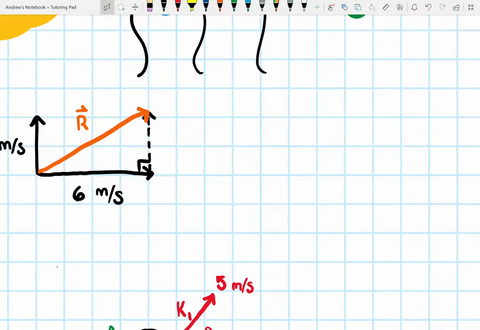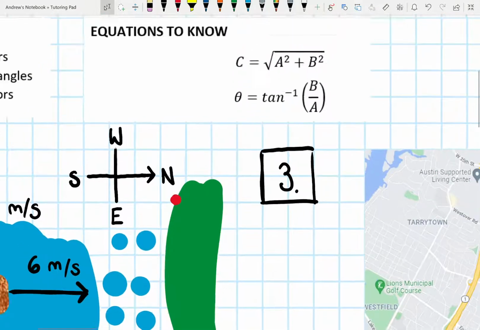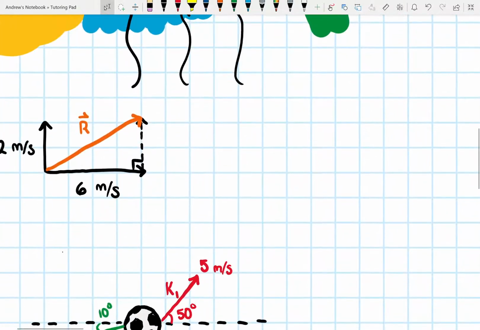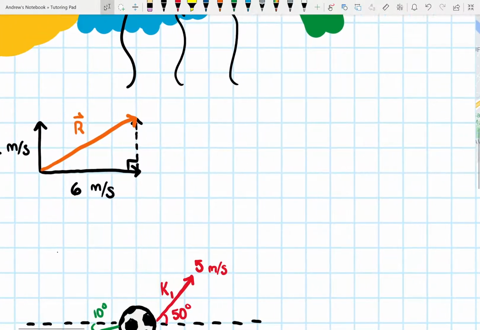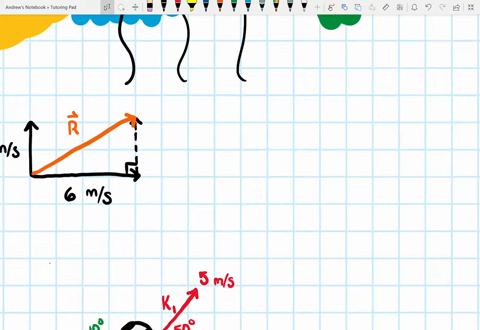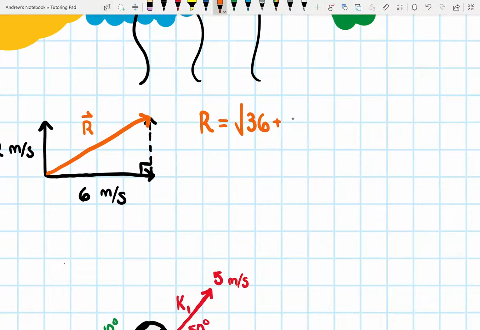So when you have a right triangle like this, you can use the Pythagorean Theorem, which I've provided up here. The Pythagorean Theorem basically says a squared plus b squared equals c squared, or the sum of the squares of the two legs of a right triangle is equal to the square of the hypotenuse of said triangle. So if we were to employ that here, we would say the magnitude of vector R is equal to the square root of 6 squared, which is 36, plus 2 squared, which is 4.